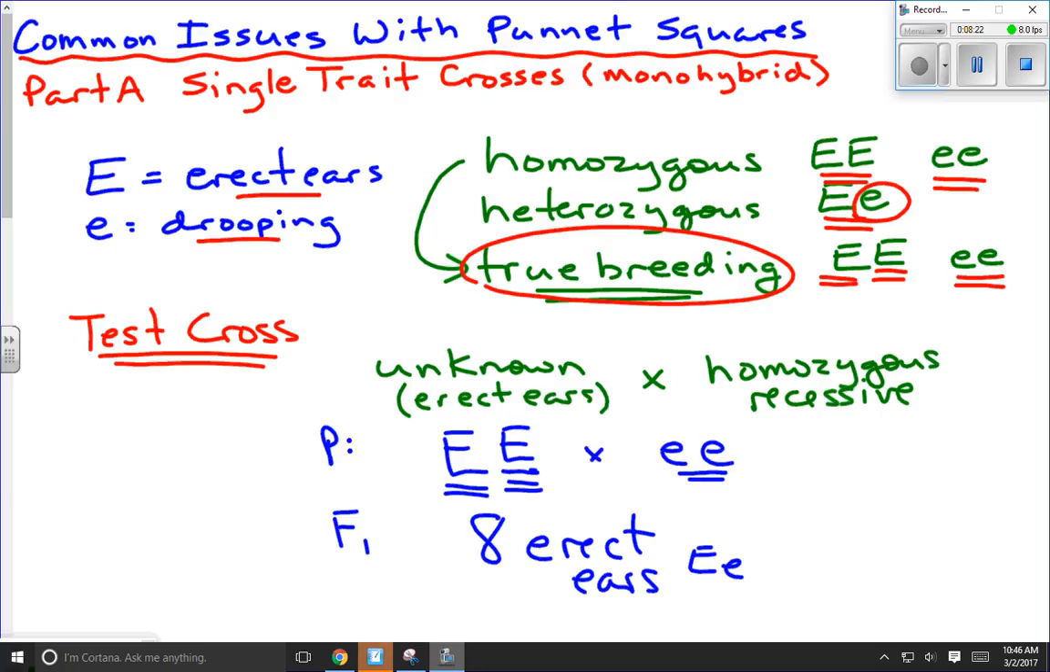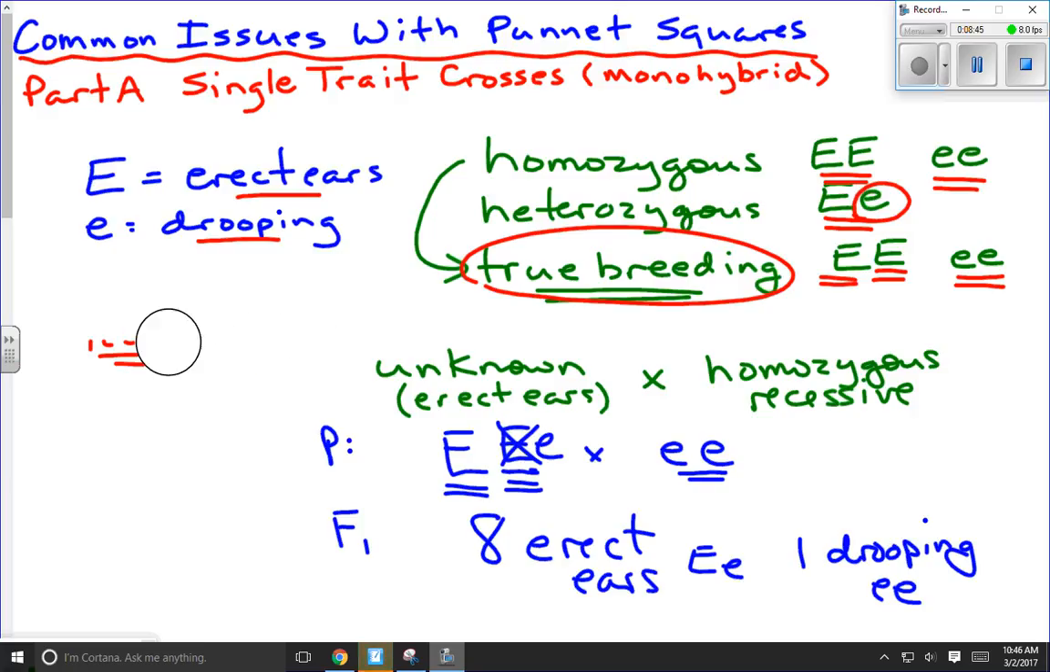But if we have, say, 1 with drooping ears, that'd be little e, well, then we know it's not a big E. We can be absolutely sure. This isn't a probability, this is an assurance that we have a big E, little e. So those are a couple issues that come up with single trait crosses.